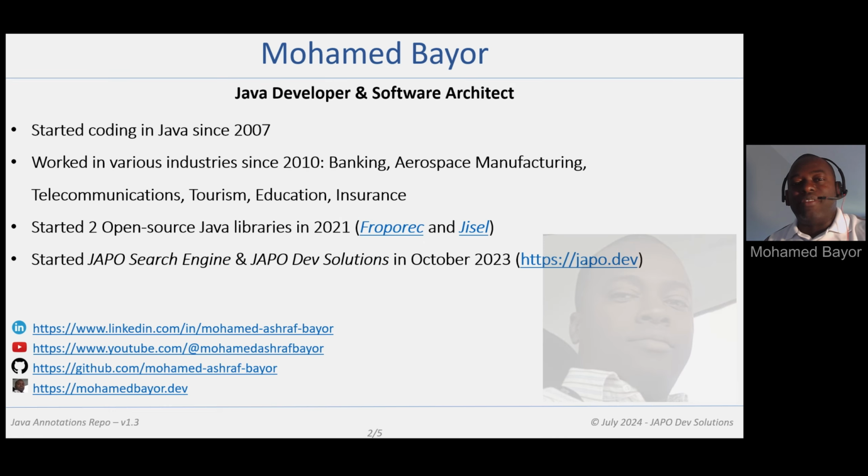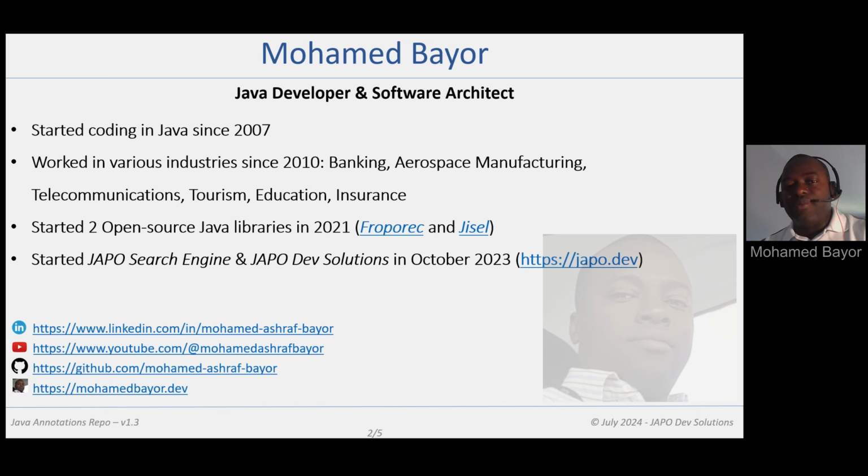My name is Mohamed. I am a Java developer and software architect. Putting together some years of experience in Java development led me to start two open source projects back in 2021. And then starting from October of 2023, I put together a very small team of Java developers, and together we started JAPO.